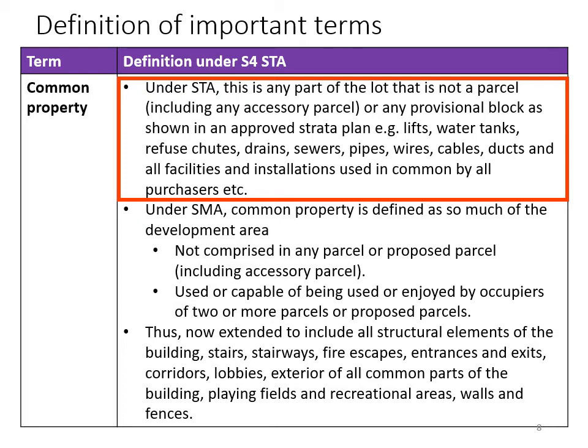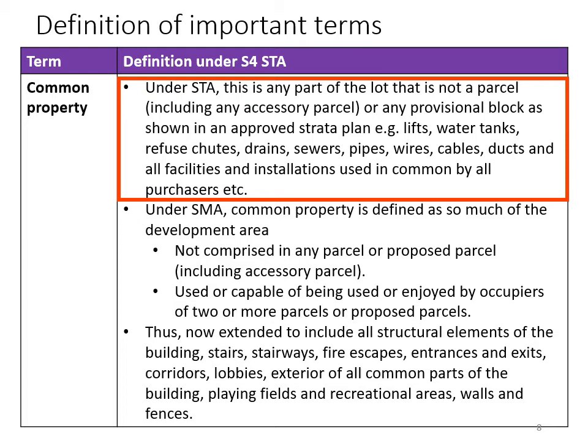Now, examples given under STA are lifts, water tanks, refuse chutes, drains, sewers, pipes, wires, cables, ducts. You can read on your own. And all facilities and installations used in common by all the purchasers.